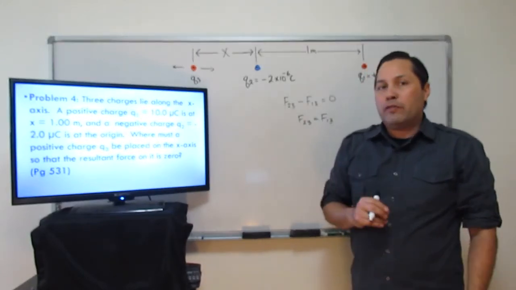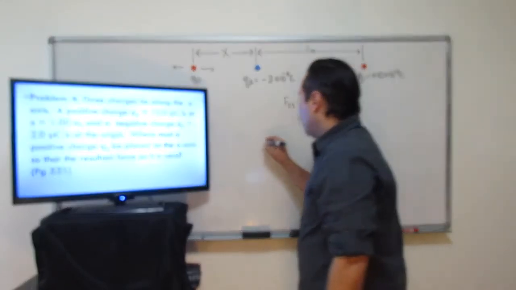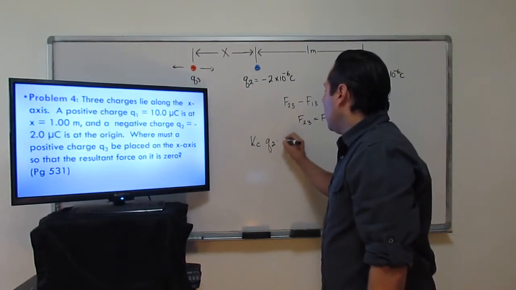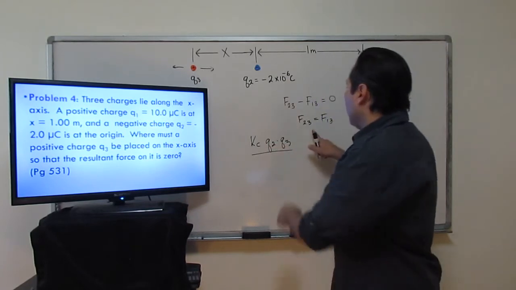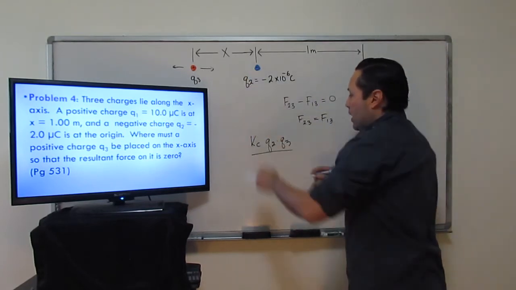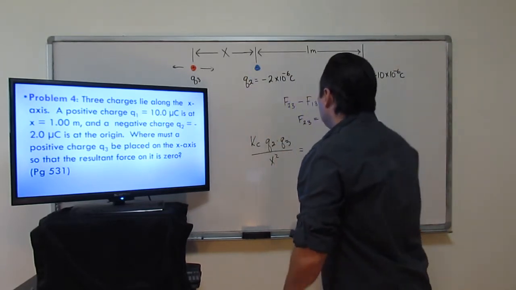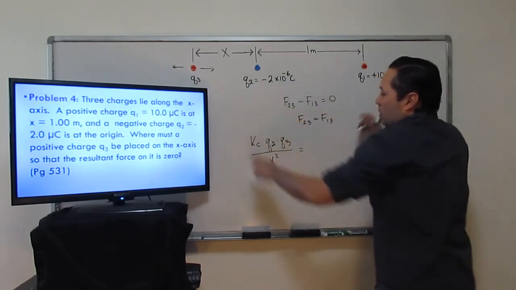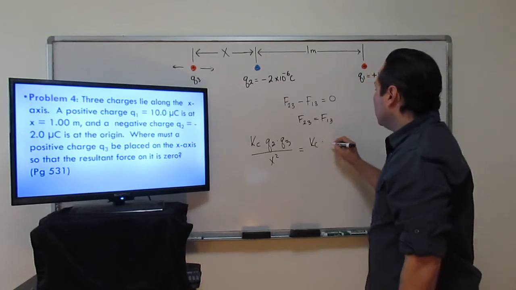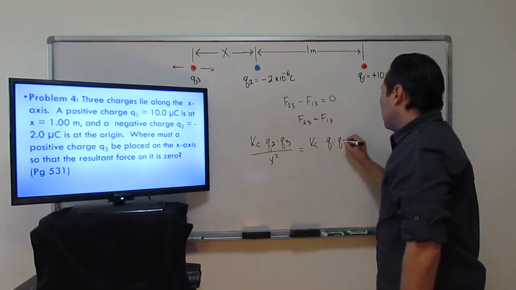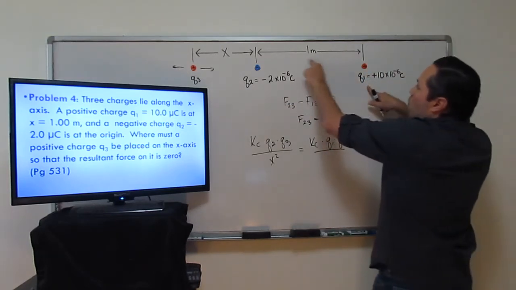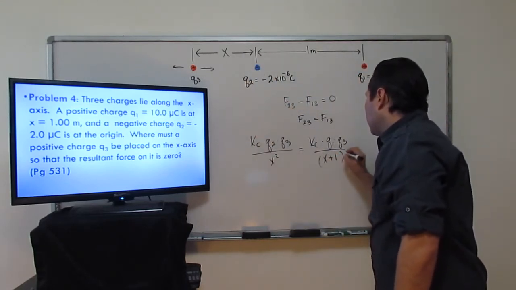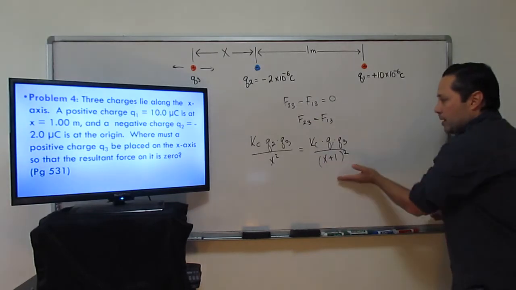Alright, so now we've got that part sorted out. Let's go ahead and plug in all the values for Coulomb's law. For Coulomb's law, it's going to be the constant multiplied times q2 times q3 over the distance between 2 and 3, which is x, and that is squared. On the other side, for the force between 1 and 3, it's going to be the constant multiplied times q1 times q3 over 1 plus x. So I'm going to put x plus 1, and that is going to be squared. Alright, so that is our setup.